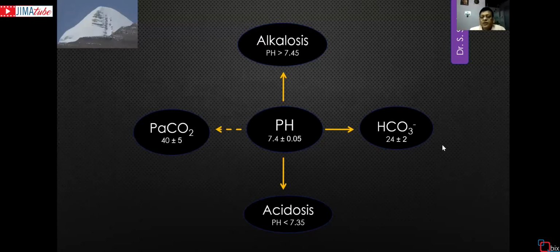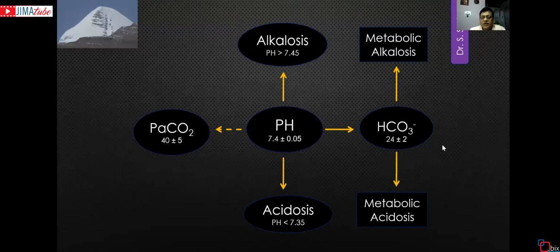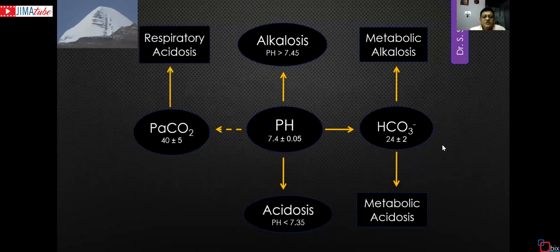If bicarbonate is the main pathological event, then if bicarbonate increases, it is called metabolic alkalosis. If bicarbonate is less, it is metabolic acidosis. On the other hand, if carbon dioxide level increases, it is a respiratory acidosis. And when carbon dioxide falls, it is respiratory alkalosis.